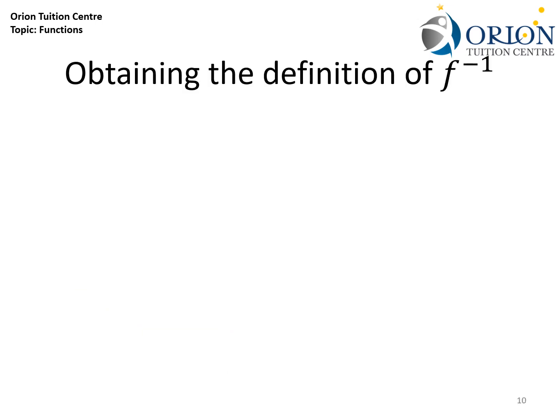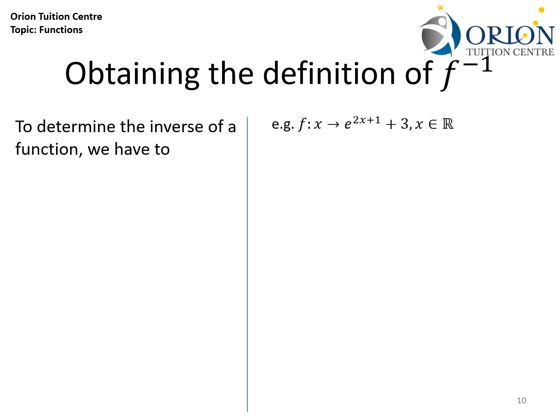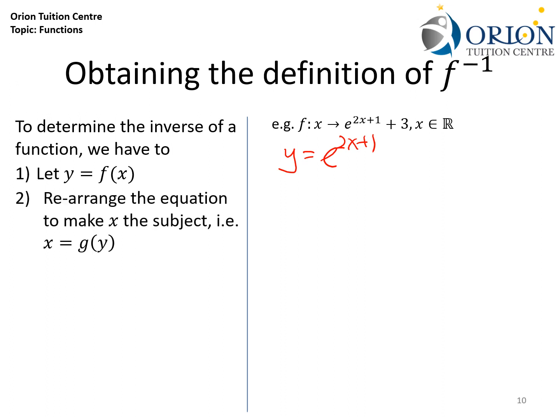Other than proving whether the inverse of a function exists, we are also interested in finding out the actual definition of the inverse function. To find the definition of the inverse function, we simply follow the following steps using this example over here. First, we let y equal f(x), meaning we can say that y is equal to e to the power of 2x plus 1. Next, what we want to do is to rearrange the equation to make x the subject.